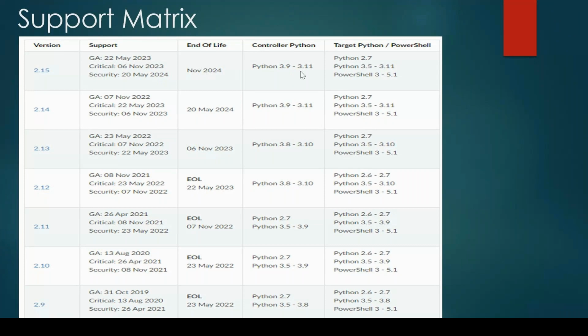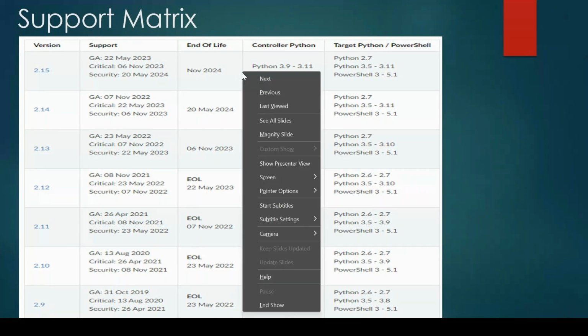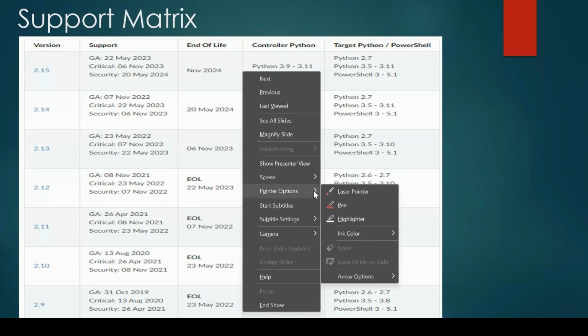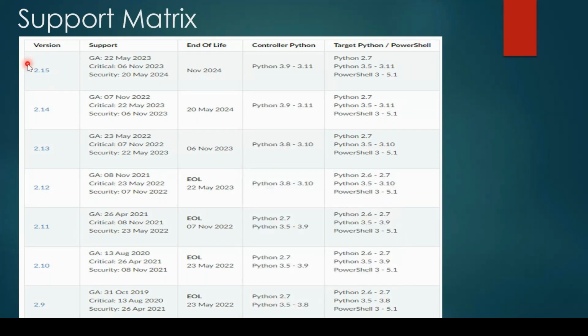If you are going to use Ansible core 2.15, it is associated with Python 3.9 to 3.11. We also have a PowerShell version, since from Ansible we can use PowerShell for Windows automation, Python for both Windows and Linux, and Bash shell for Linux. Each version has its end of life, and for n minus 1, 2.15, the end of life is November 2024.